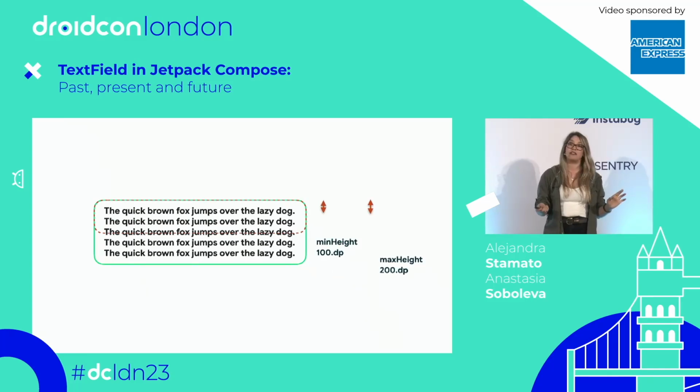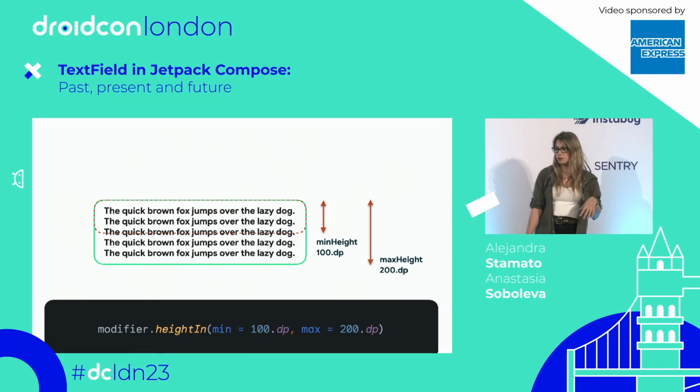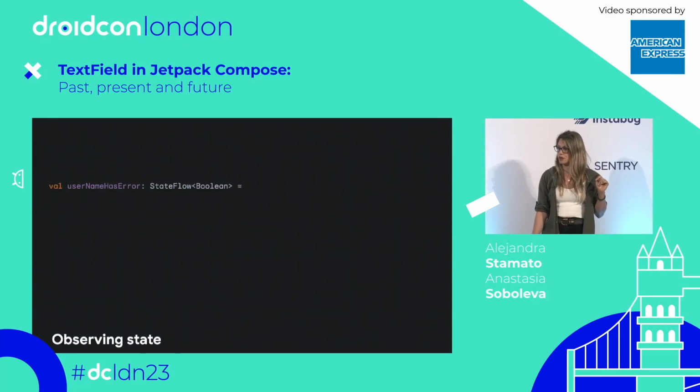If instead of lines, your min and max height are expressed in terms of DPs, we already kind of have an API for that, we can use Modifier.heightIn. You just define your min and max values in DP. And then that's it. Your text field will stay between those values. You also get vertical scroll to move within your text field.